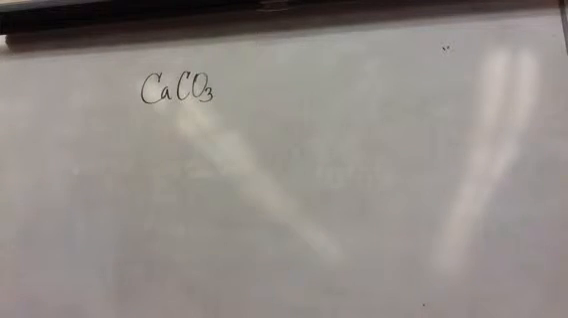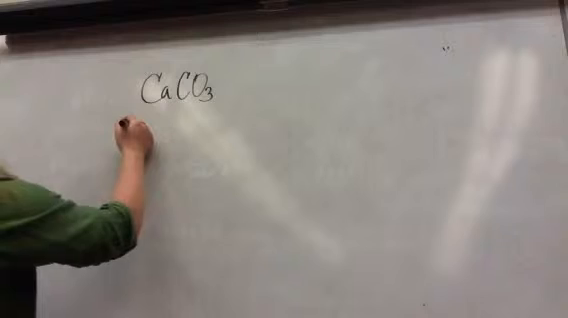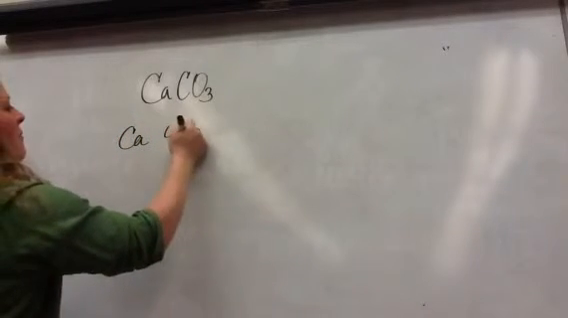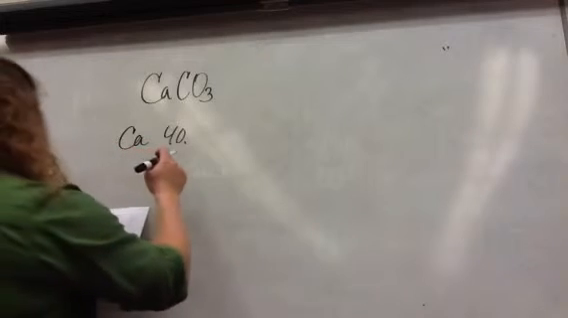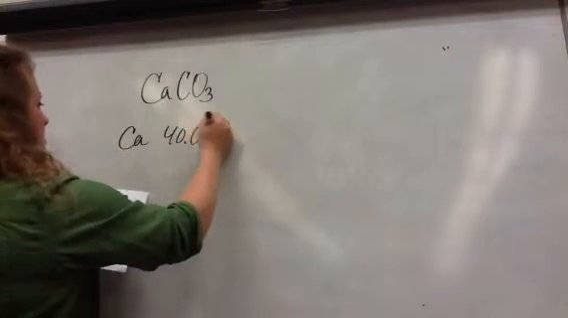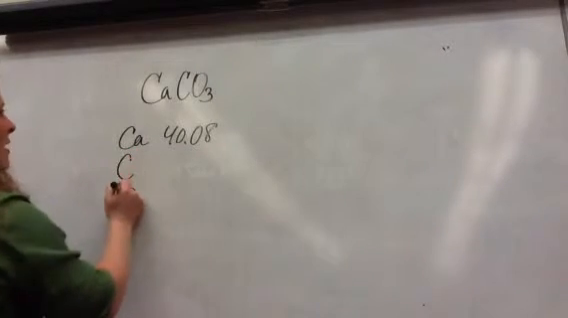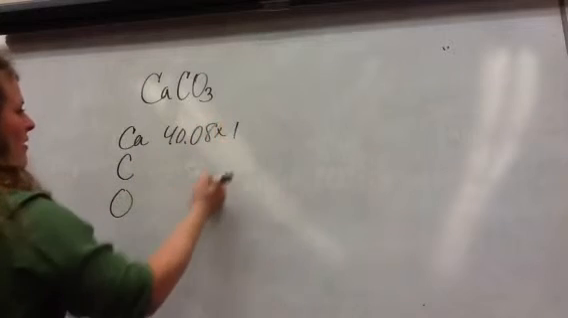What's the mass of calcium? 40.02, is it? Oh, so rounded to 40.08. So we're rounding these to 2 decimal places. Okay, and we got carbon and we got oxygen, and there's only one of those.